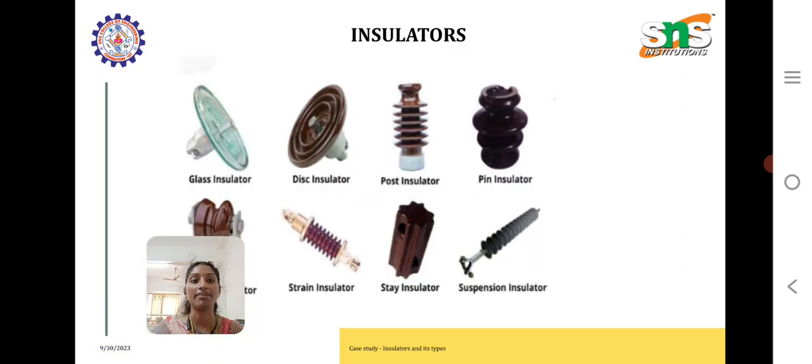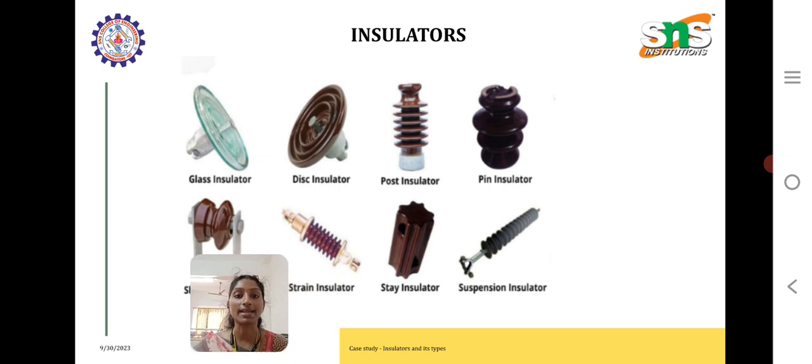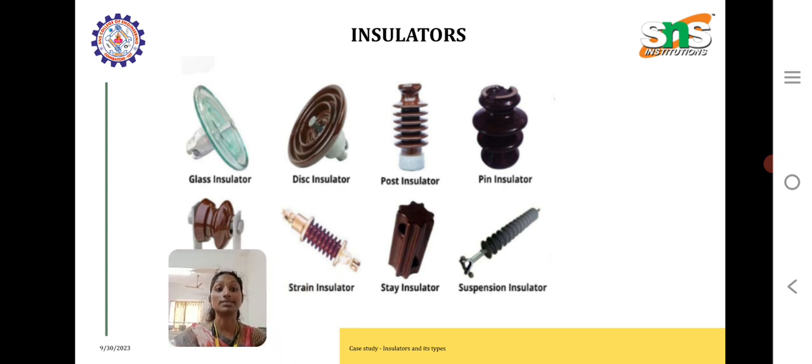So this is the picture of types of insulators. We have some 8 types of insulators. One is glass insulator, disc insulator, post insulator, pin insulator, shackle type insulator, strain insulator, stray insulators, and suspension insulators. So these are all the pictures as shown in the figure.